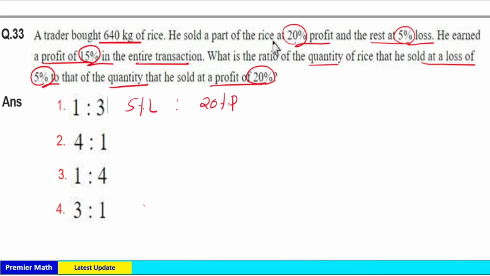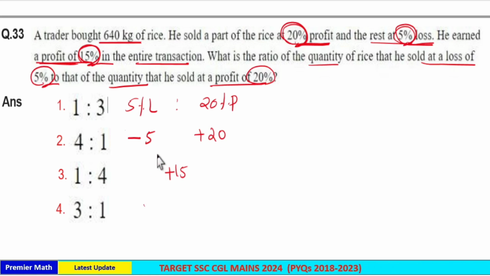So we can use the allegation method here because this 20% profit and 5% loss will give you an overall profit of 15%. Two quantities will give you one overall quantity. So you can use allegation here. 5% loss means minus 5 and 20% profit means plus 20. Now these two together give an overall profit of 15%. Profit is plus, so 15% profit means plus 15.